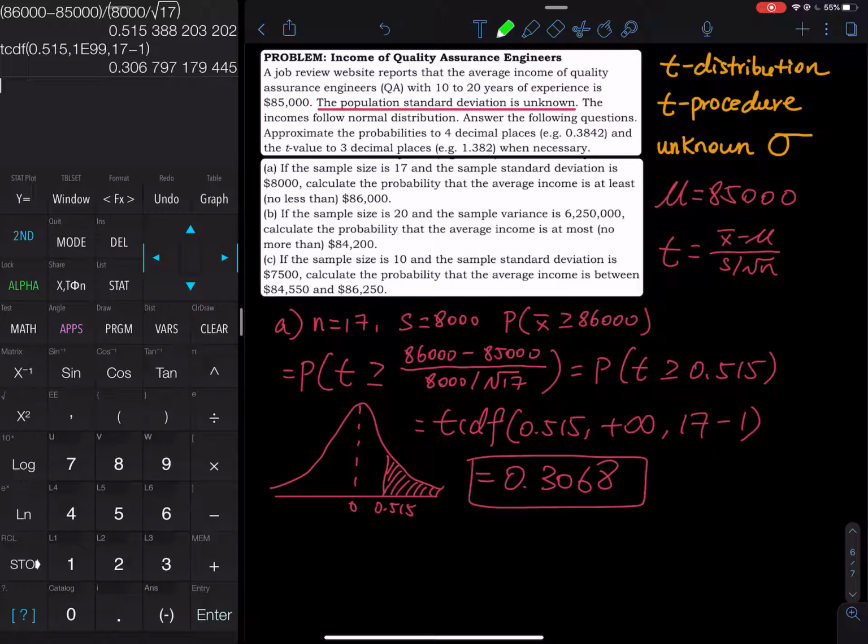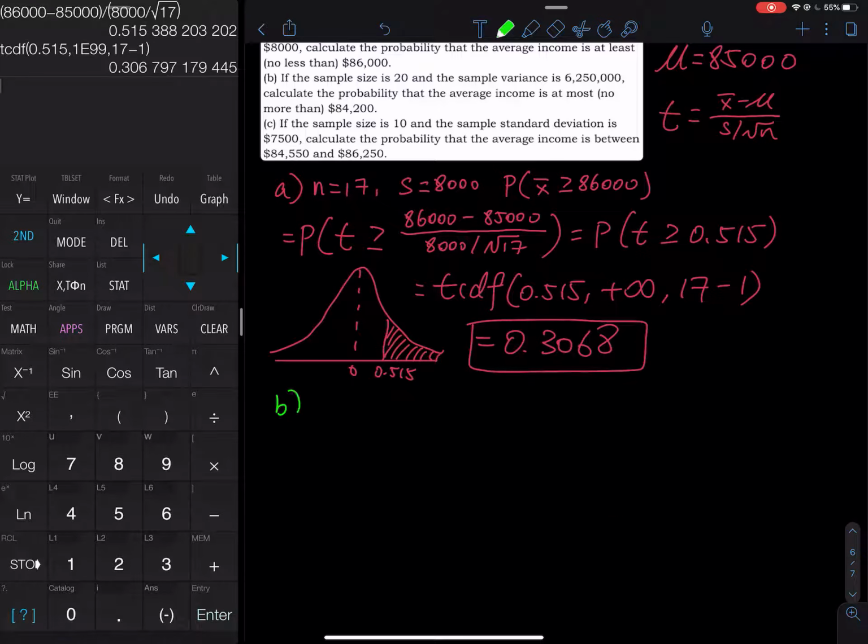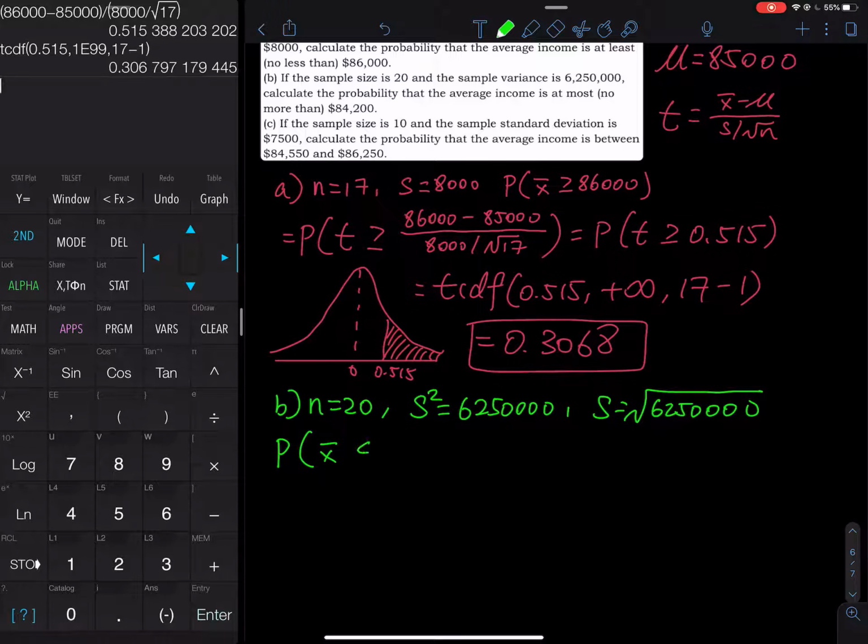The next one is at most. So in part B, we have n equals 20, and then there is a trick. They have a sample variance, so that is s squared equals this. That means s is equal to the square root of that. And then we have to find at most, so x bar is less than or equal to 84,200.